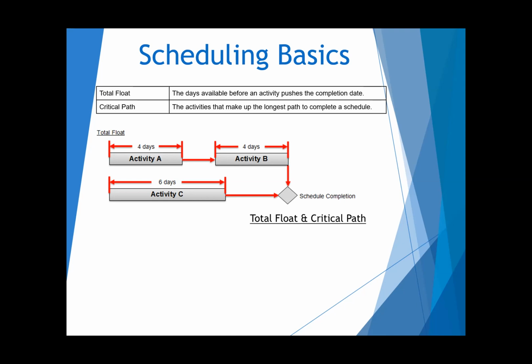Where is the critical path going through? If you can't see that, activity A and B together is 8 days. Activity C is 6 days. So that's the critical path. Activities A and B have 0 days of total float, and activity C has 2 days of total float, since 8 days minus 6 days equals 2. And the critical path, as I stated before, is activity A and then activity B, and that goes to the scheduled completion milestone.